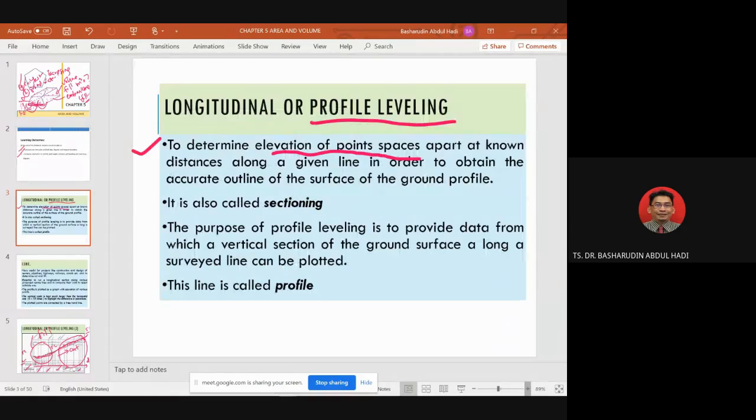Okay. So this is the theory. To determine the elevation of points spaced apart, meaning at known distances along a given line, in order to obtain the accurate outline of the surface of the ground. Okay, it's also called sectioning. Sectioning, where we cut the field, we cut the road alignment. Either we follow the road alignment sections, or we cut section by section along lines perpendicular to the road alignment. For example, you cut like this. So this one is, you cut this road, the alignment.